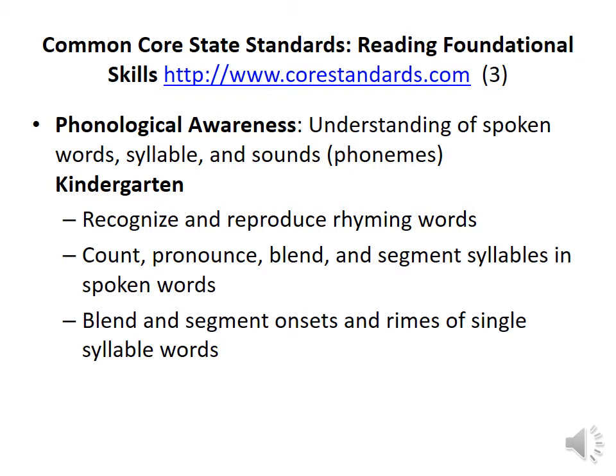Children should also be able to blend and segment onsets and rimes of single syllable words. Onsets and rimes are the words that are in word families, such as cat, mat, hat. You can have two consonants making one sound, such as ship, and then you could have tip with one consonant. And so it's not the orthography or the letters that we're looking at. We are segmenting sounds, the beginning sound, and then the rime is the part of the word that starts with the vowel.